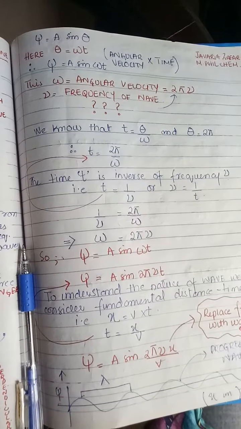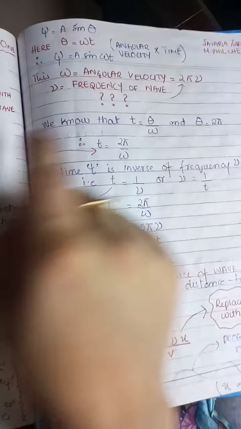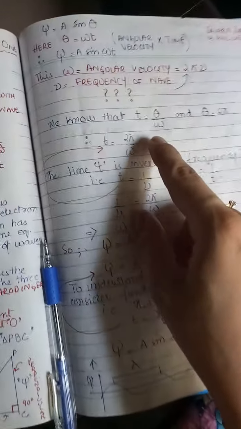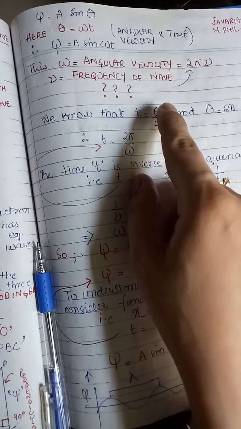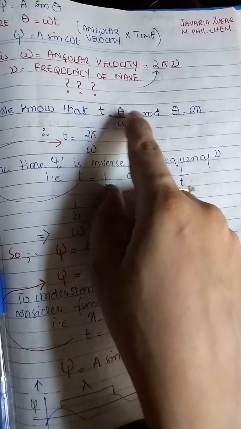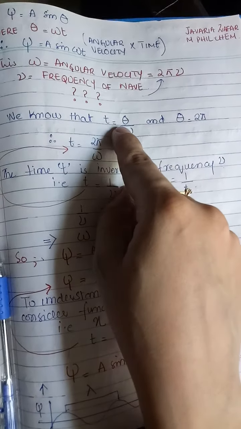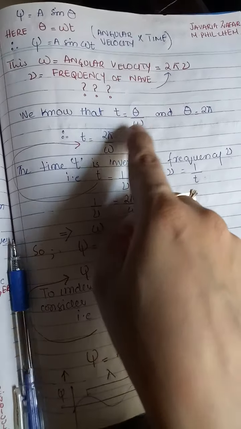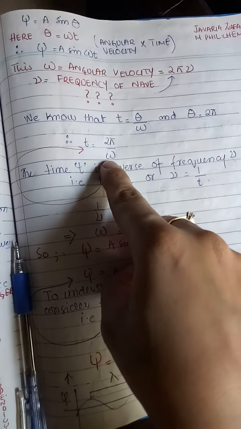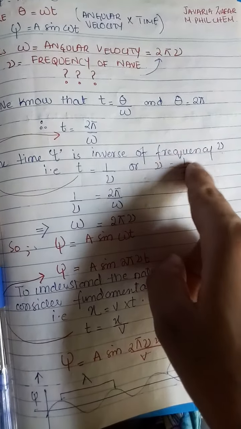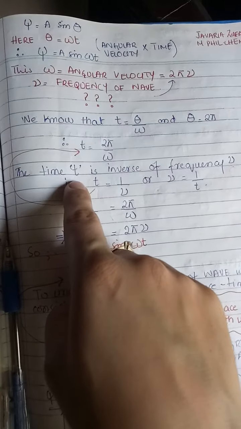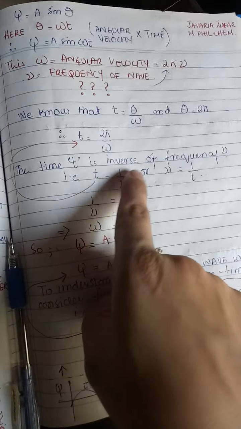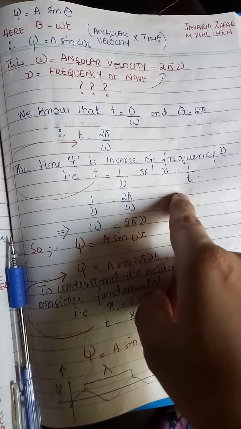We know that the time taken for the change in the displacement of the particle from O to P will be equal to theta over omega, and this theta will be equal to 2 pi. If we replace this theta with 2 pi, this equation will become 2 pi over omega. We know that time is the inverse of the frequency nu. So t is equal to 1 over nu, or nu will be equal to 1 over t.